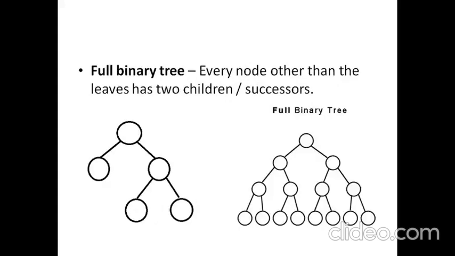And the next term is called full binary tree. Every node other than the leaves has two children. So here is an example. Here, except the leaves, all other nodes have two children. Then it's called a full binary tree. And this is also a complete binary tree. Remember that this is also a complete binary tree and it's also a full binary tree. But here, this is only a full binary tree but not a complete binary tree.